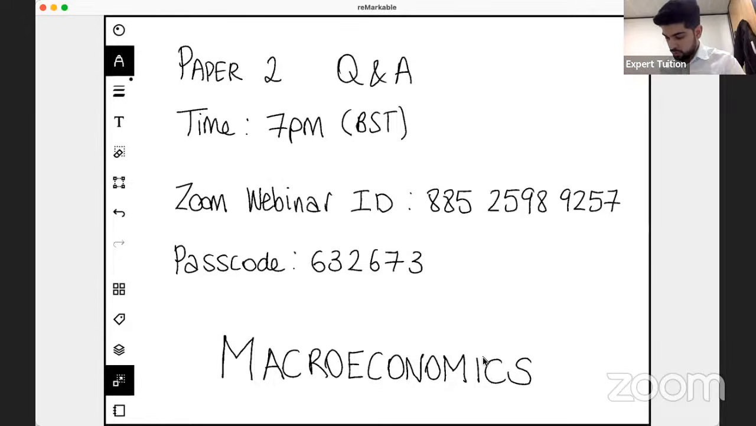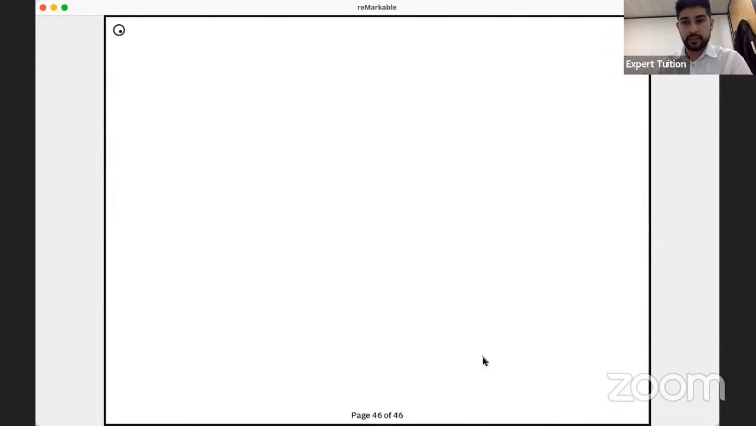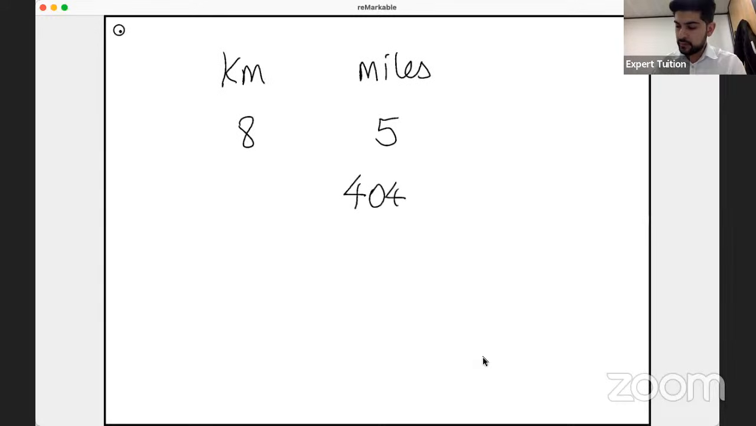Right, so watch this as a little method that I want you to adopt. Ignore index numbers for a second. Imagine we have kilometers over here and miles over here, and I say, look, for every 8 kilometers, there are 5 miles. If you lay out your work in the following way, it will make your life so much easier. Because now if the question was asking me how many kilometers are there in 4,045 miles?